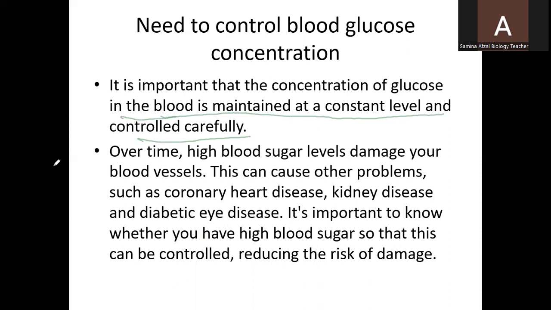Over time, high blood sugar levels damage our blood vessels. So a high sugar level will damage our blood vessels. This can cause other problems. Due to the damage of the blood vessels, there are some other problems such as coronary heart disease, in which the coronary heart capillaries are blocked. Kidney disease and diabetic eye disease are all different types of diseases which are caused by the increase in the glucose concentration in the blood.